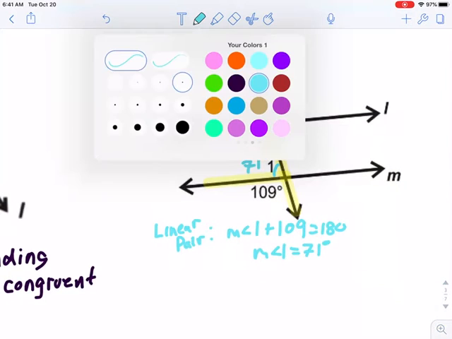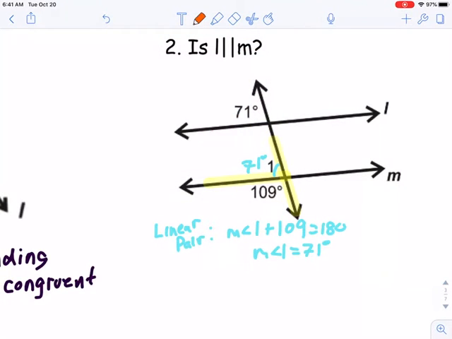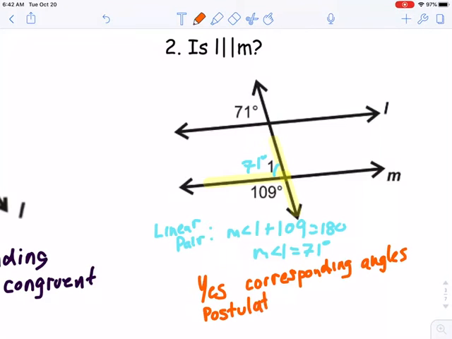So is line L parallel to line M? The answer is yes. Corresponding angles, we can call it the CAP converse. Actually, let's write it out for now. Corresponding angle postulate. You guys can write CAP if you want. Converse is true. All right, we had corresponding angles that were congruent, so these lines must be parallel.